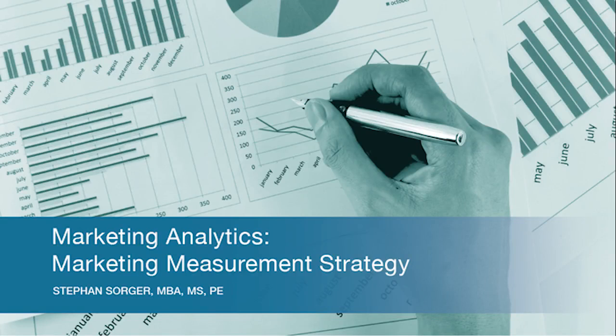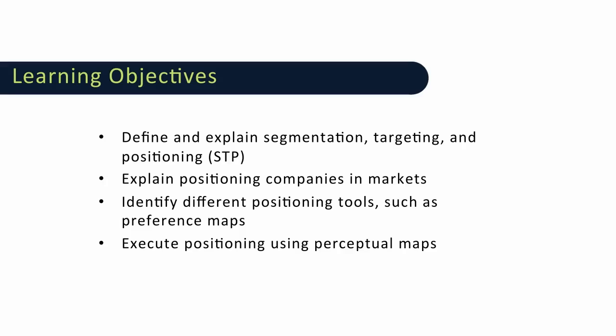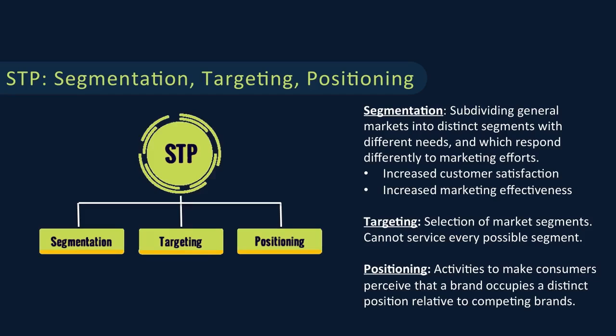This module is important because effective positioning is essential to business success. In this module, we'll cover 4 learning objectives: the goals behind segmentation, targeting, and positioning, also known as STP, how companies position and reposition themselves and markets, the tools available to marketing analysts for positioning, and how to execute positioning using perceptual maps.